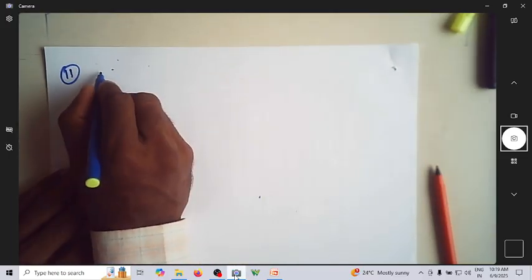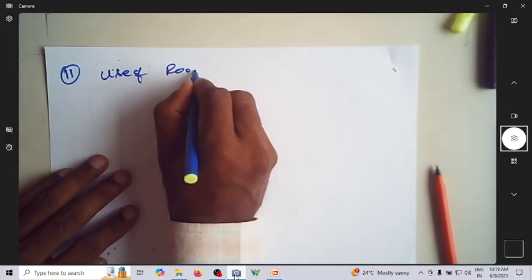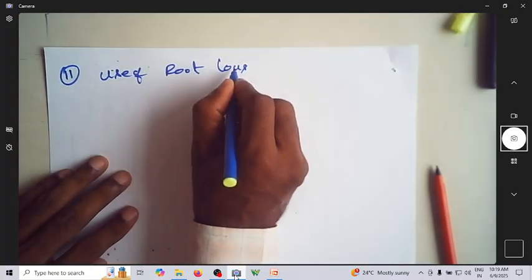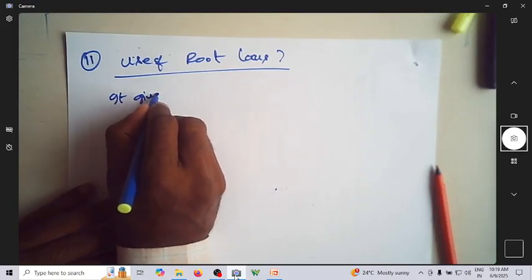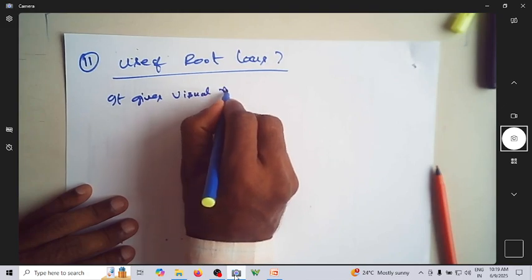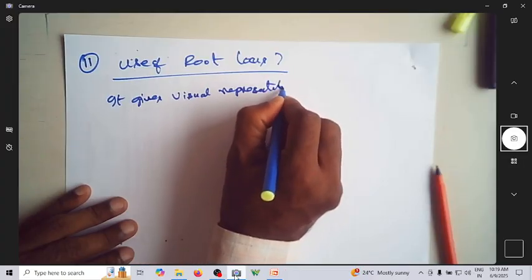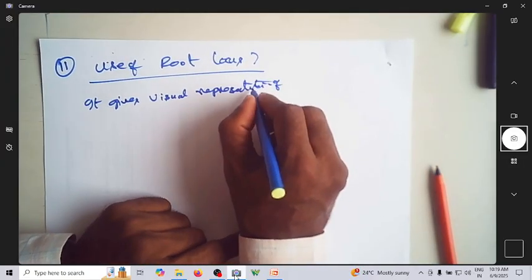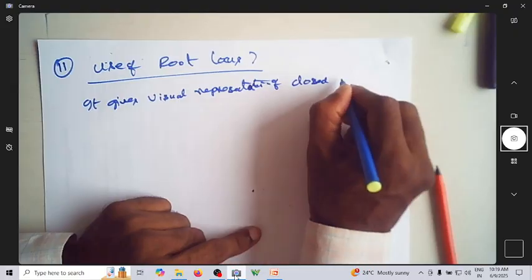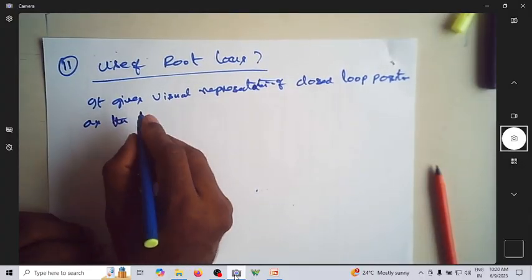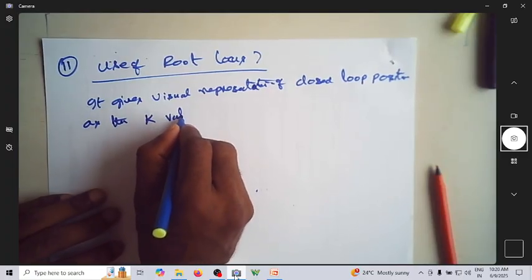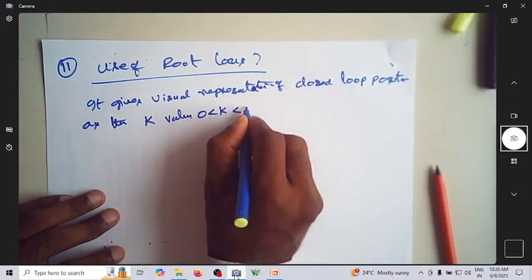So what is the 11th question you can think of? What is the use of root locus? It gives a visual representation of the closed loop pole positions as the K value lies between 0 and infinity.